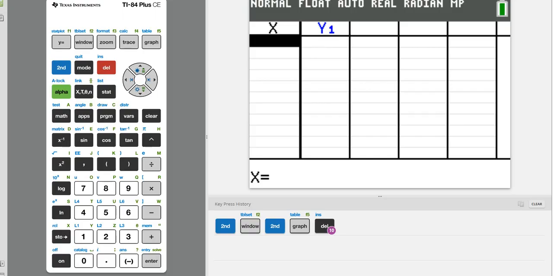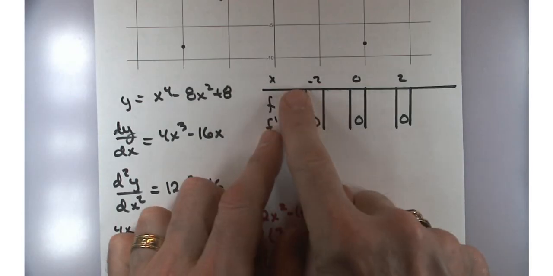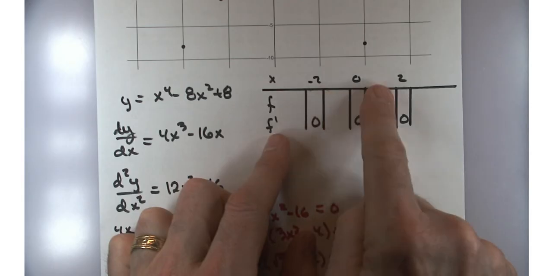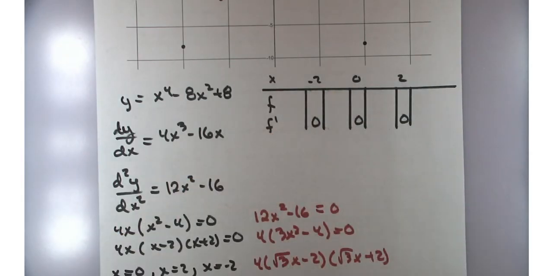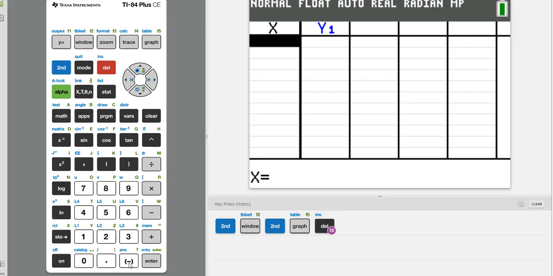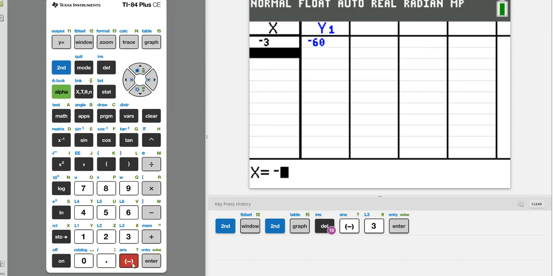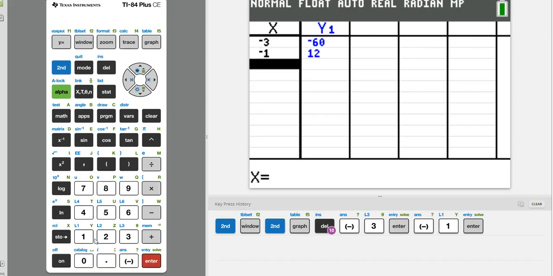I need some points to the left of negative 2, between negative 2 and 0, between 0 and 2, and then to the right of 2. So what would such points be? I don't know. Negative 3, negative 1, 1, and 3. Those seem to work. So negative 3, negative 1, 1, and 3.